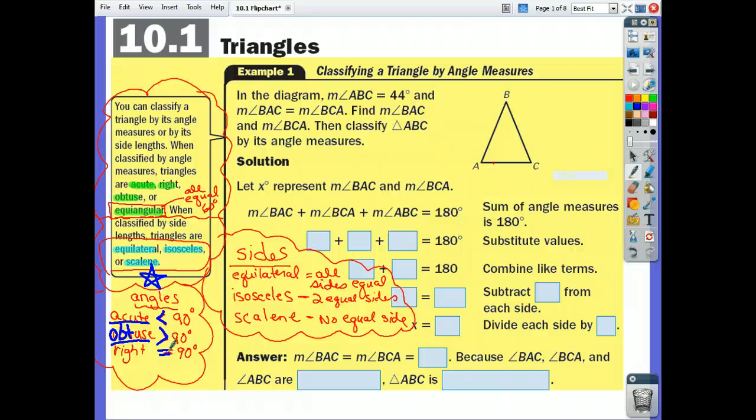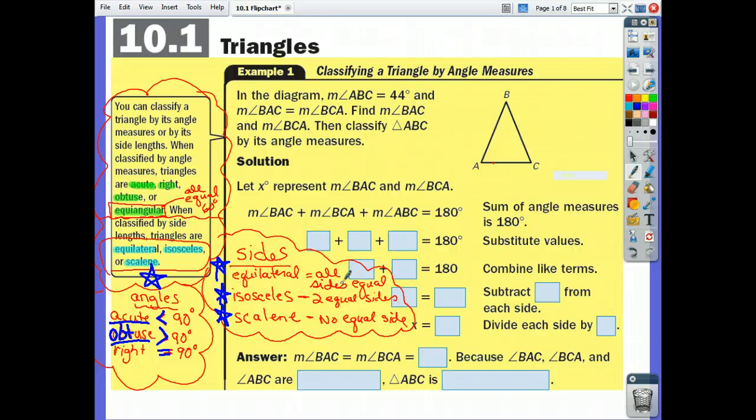So if it's an acute little triangle, all the angles are less than 90 degrees. Obtuse, it has an angle that's greater than 90. Or right triangle, one that's exactly 90 degrees. Classify it by an equilateral, isosceles, and scalene are classifying them by sides. If all the sides are exactly the same, then it is an equilateral.